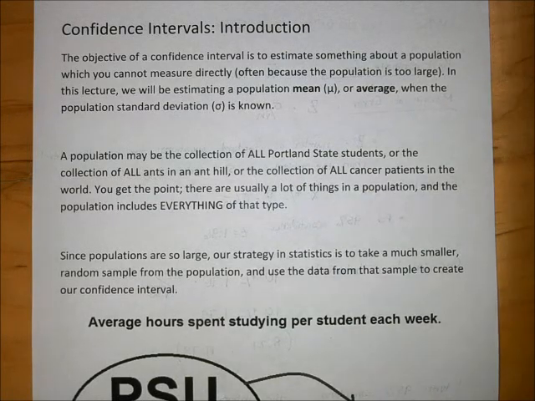In this lecture, we will be talking about how to calculate a confidence interval and what it means. The objective of a confidence interval is to estimate something about a population which you cannot measure directly, often because the population is too large. In this lecture, we will be estimating a population mean, mu, or average, when the population standard deviation sigma is known.